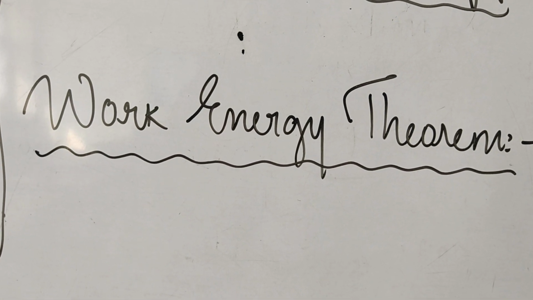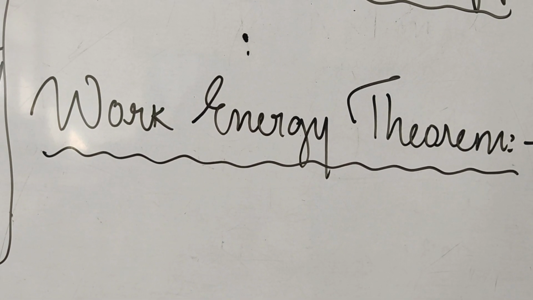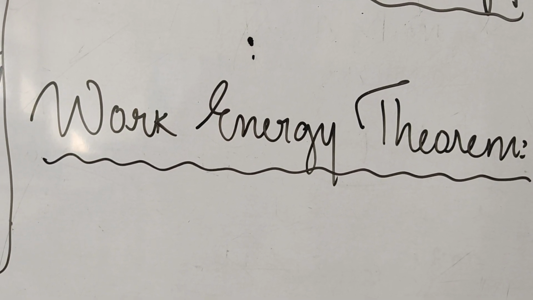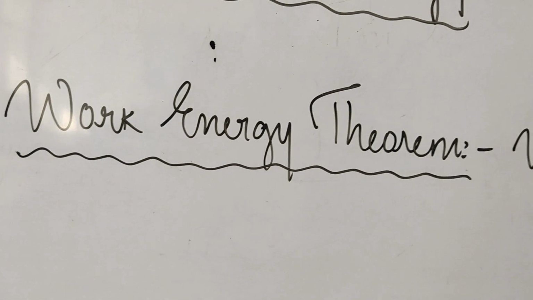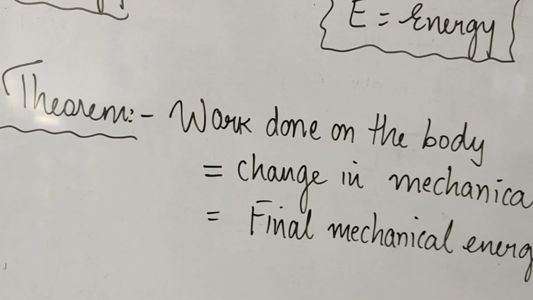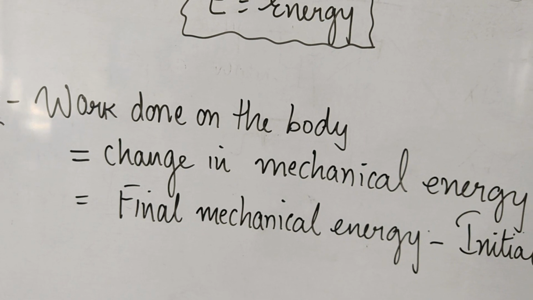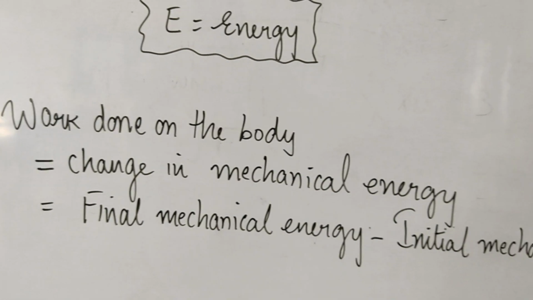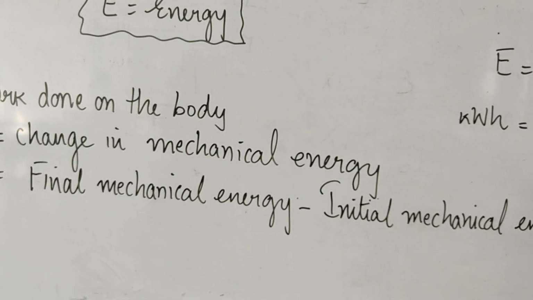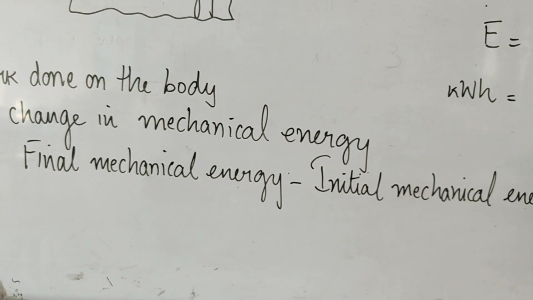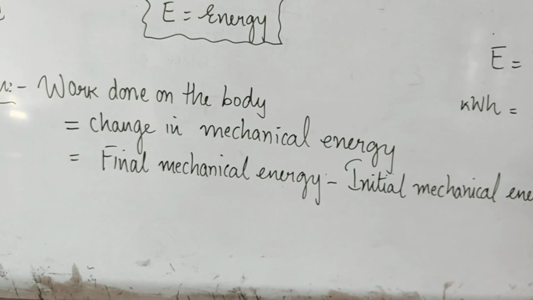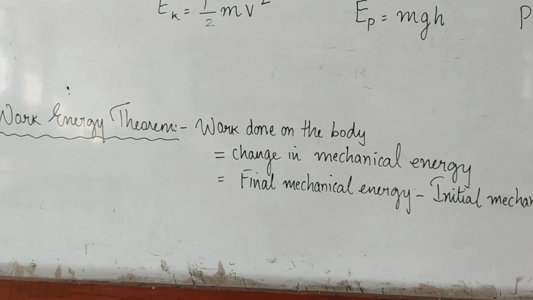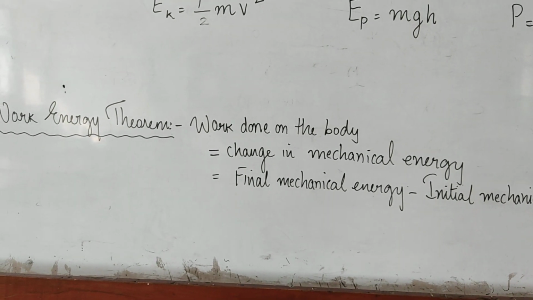We have used this theorem for the derivation of kinetic energy also, and for the derivation of potential energy too. Work energy theorem, what is it? It states that work done on the body is equal to change in its mechanical energy of the body. So this is equal to final mechanical energy minus initial mechanical energy. And you know that mechanical energy is a sum of kinetic energy and potential energy.